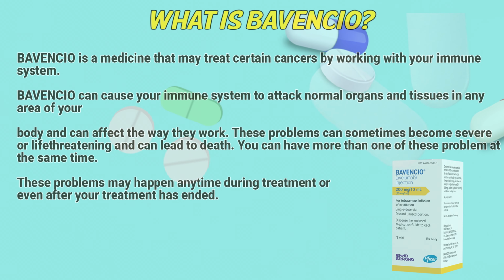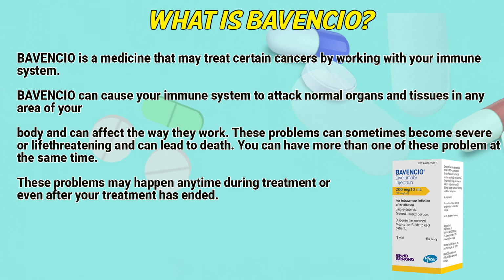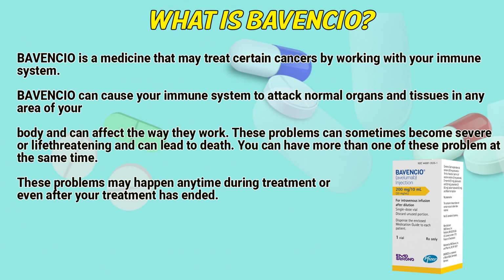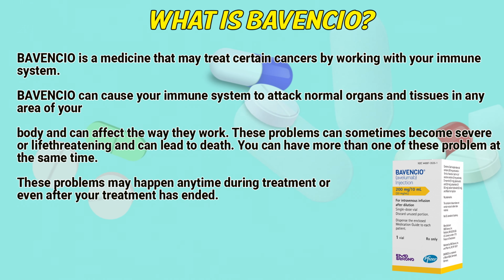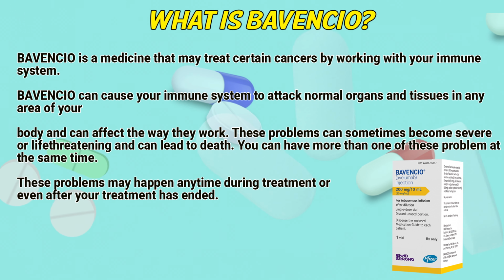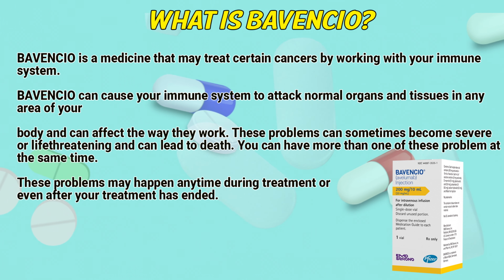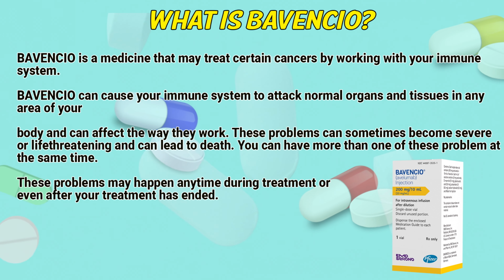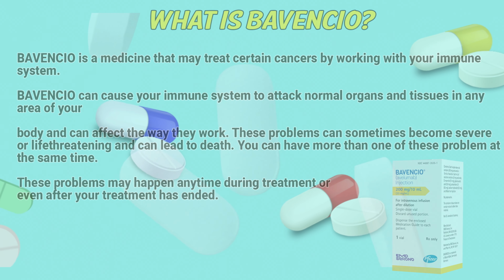Bavencio is a medicine that may treat certain cancers by working with your immune system. Bavencio can cause your immune system to attack normal organs and tissues in any area of your body and can affect the way they work. These problems can sometimes become severe or life-threatening and can lead to death. You can have more than one of these problems at the same time. These problems may happen any time during treatment or even after your treatment has ended.